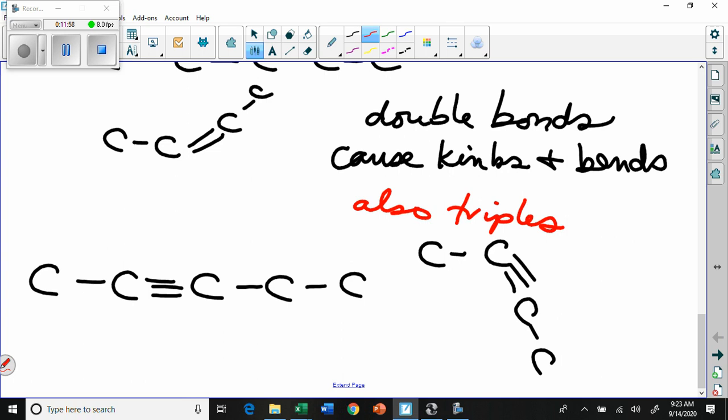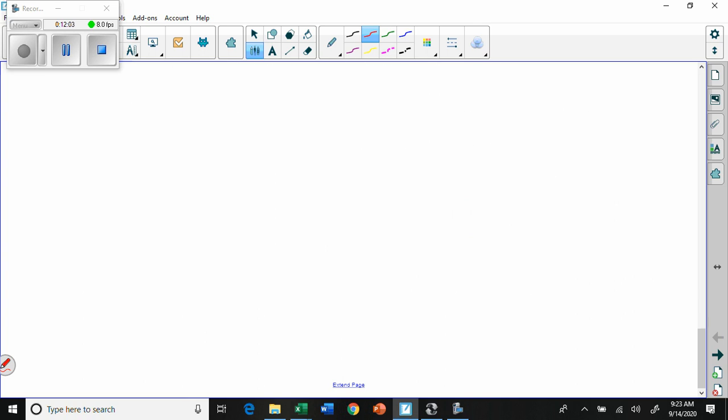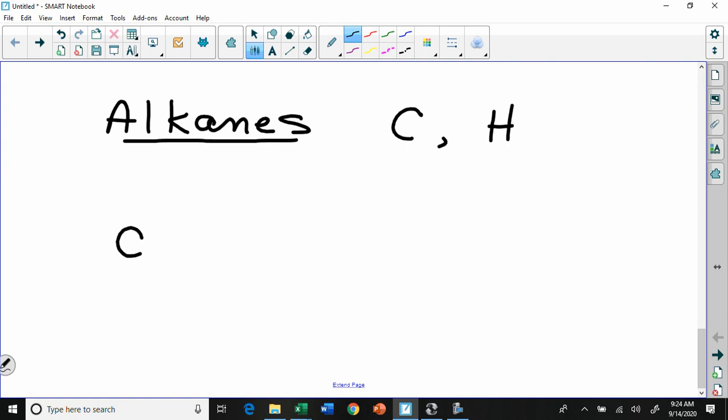All right, now let's continue and talk about some of the simple carbon arrangements. When you take organic chemistry, the first thing you learn are the groups of simple carbon arrangements. First of all, let's talk about a group of chemicals called the alkanes. The alkanes are simply carbon and hydrogen. They contain carbon and they contain hydrogen, and that's it. They're sometimes called hydrocarbons.